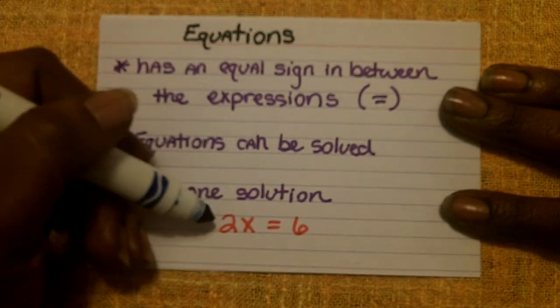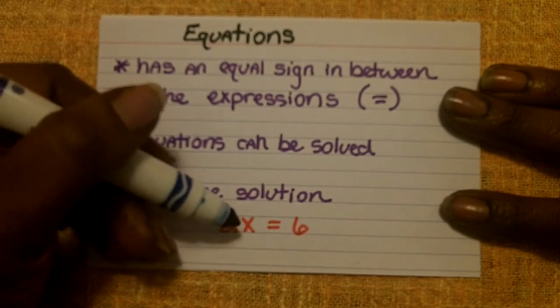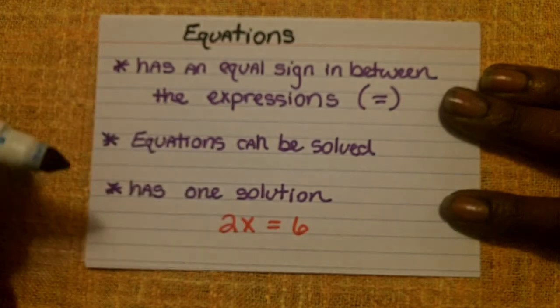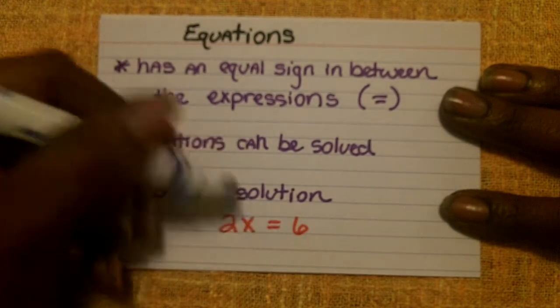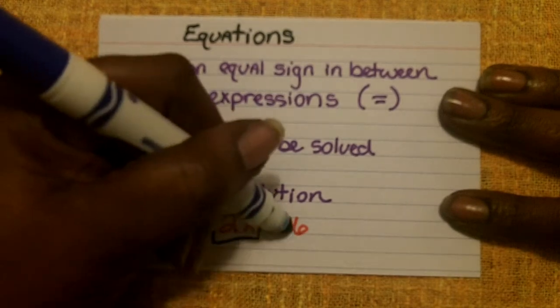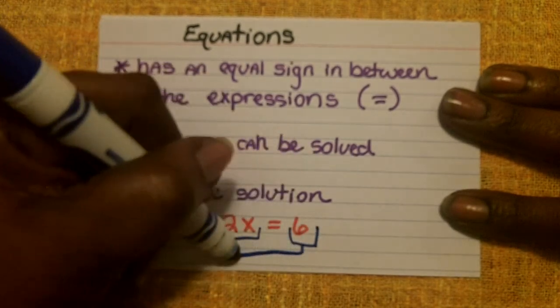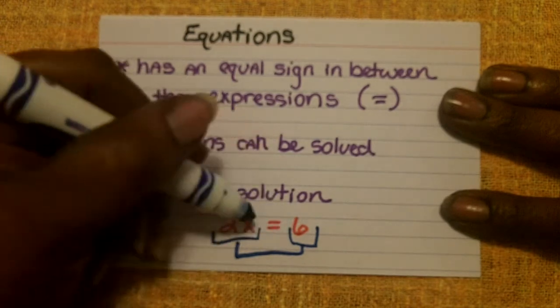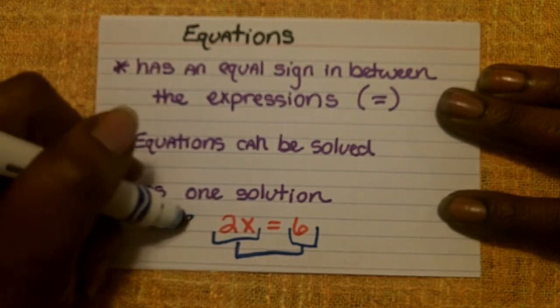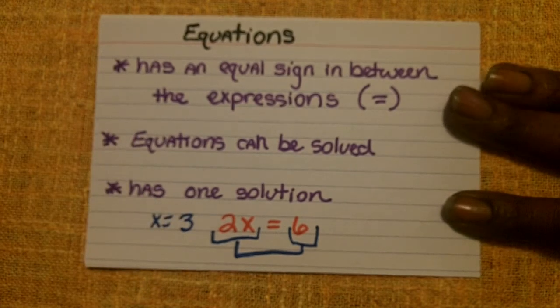So for example, in this equation, 2 times x equals 6, there's only one solution. There's only one value that x could be in order to make this statement true. So one way to look at equations is kind of like a balancing scale, where the two sides of the equal sign are equal to each other. Therefore, in this case, x would have to be 3 in order to keep that scale equal.